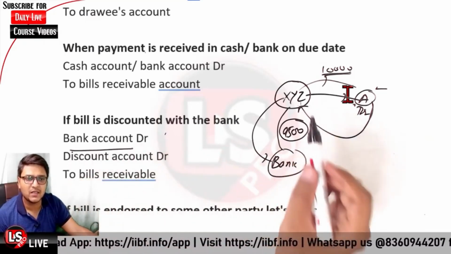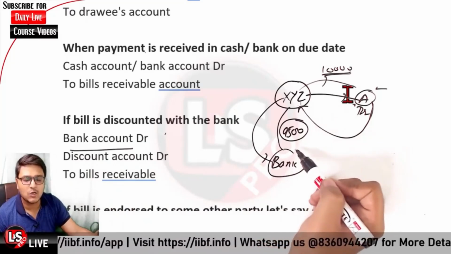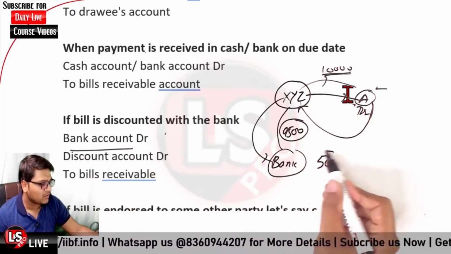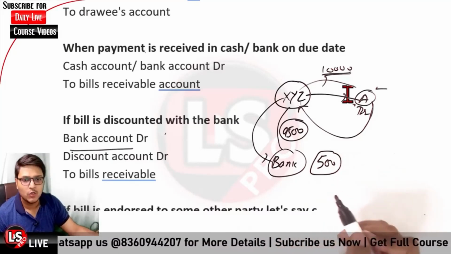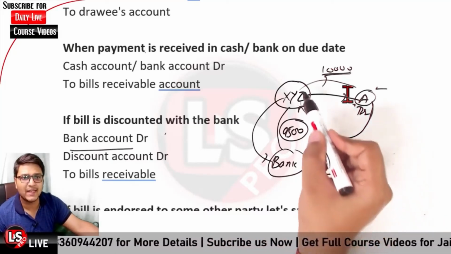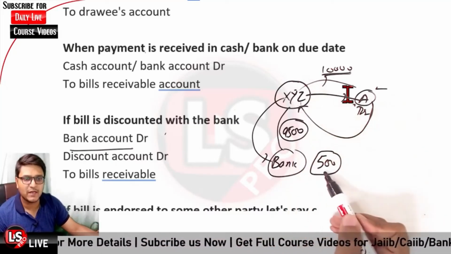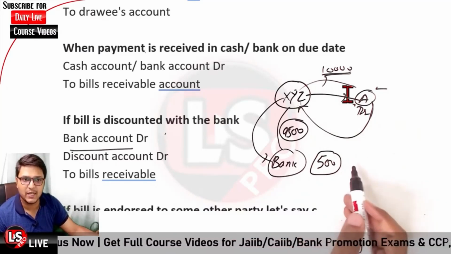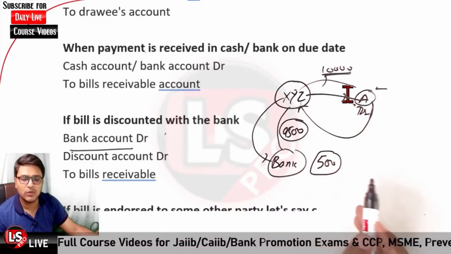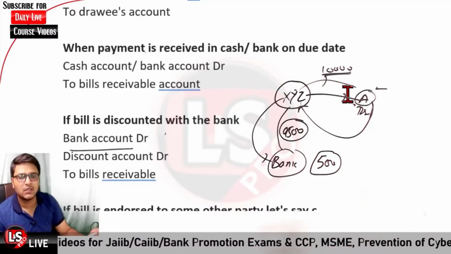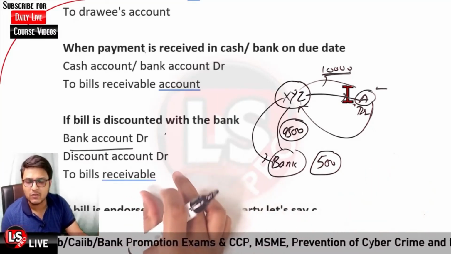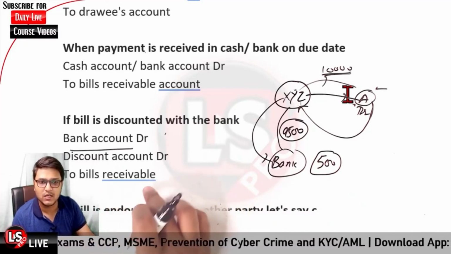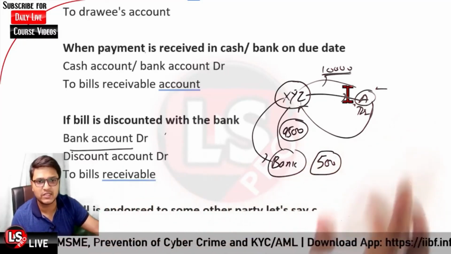Now if you look at the discount, the bank has discounted the bill for 9,500. The discounted amount is rupees 500. This amount of 500 is an expense for XYZ, so it's a nominal account, and it would be debited. So the discount account is to be debited also. And further, the bills receivable is now nullified. To nullify that entry, we will be crediting that account with the same amount of rupees 10,000.